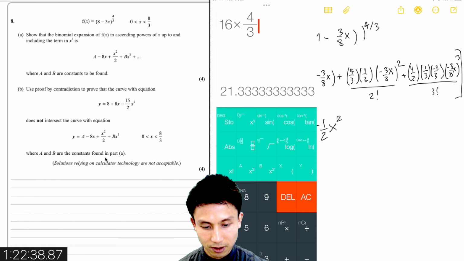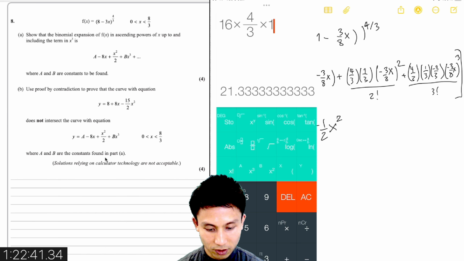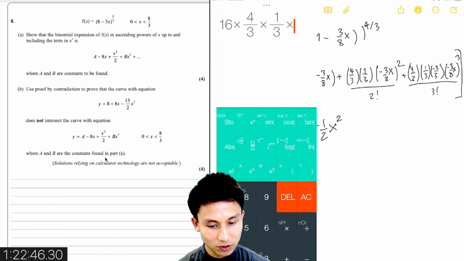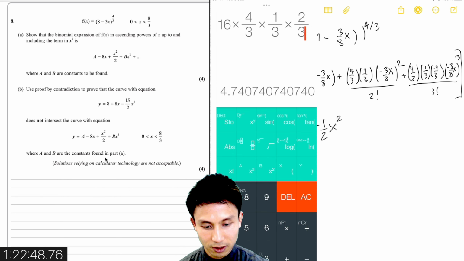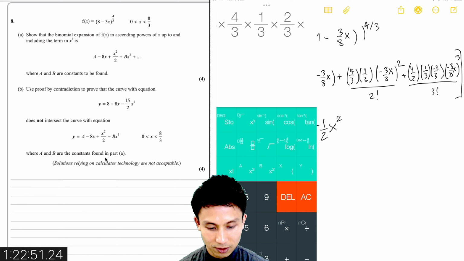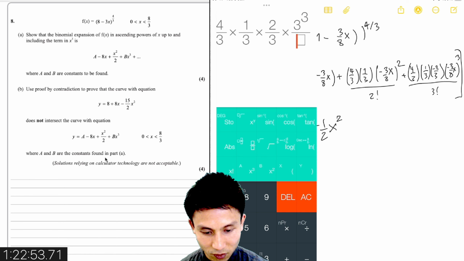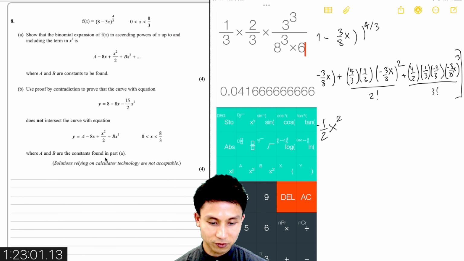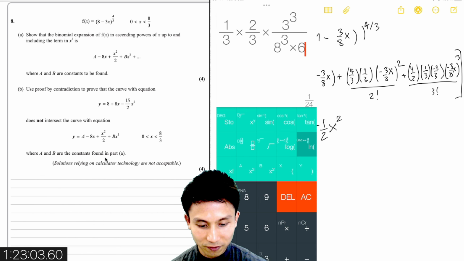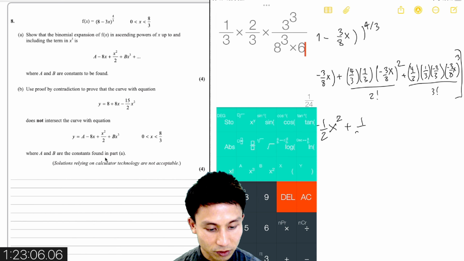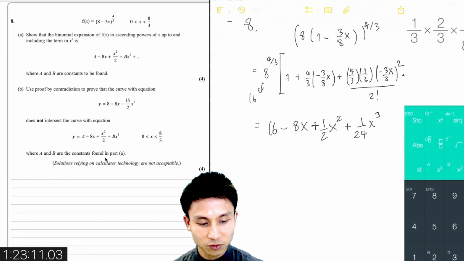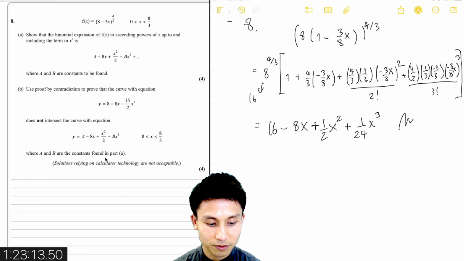Now the third term is a bit more fun, 16 again, times 4 over 3, hang on, times 1 over 3 times, there's 4 minuses, so they cancel, 2 over 3 times, so that's 3 to the power of 3 over 8 to the power of 3, yeah, and then multiply at the bottom again by 6, which is 3 factorial. Changing that to a fraction, I get plus 1 over 24x cubed, and that is just probably as required because it is in that form.